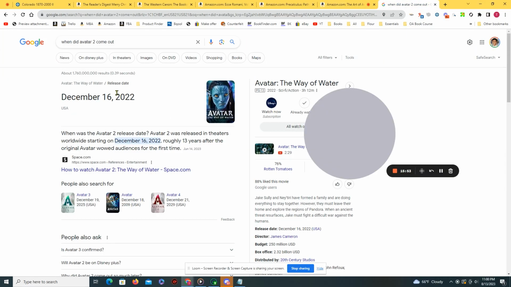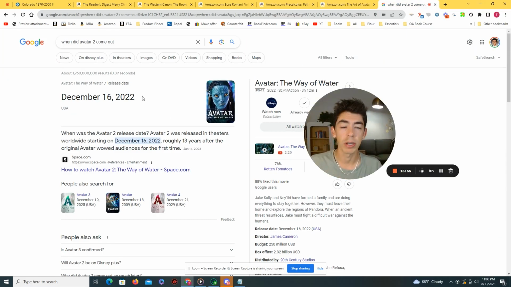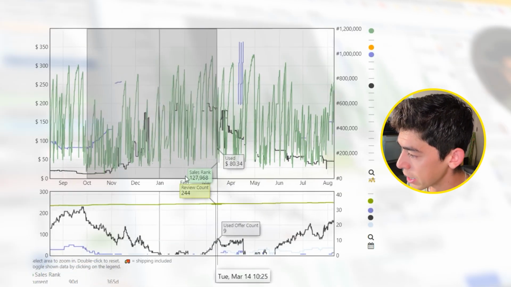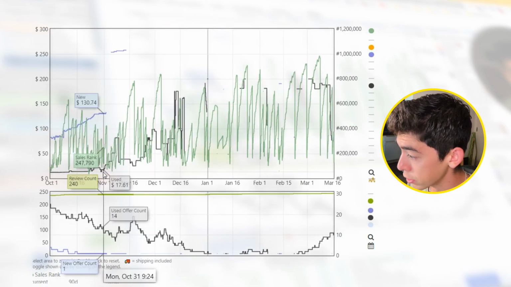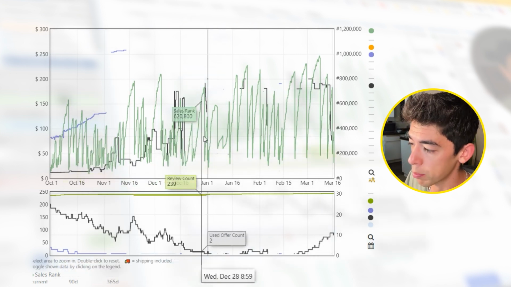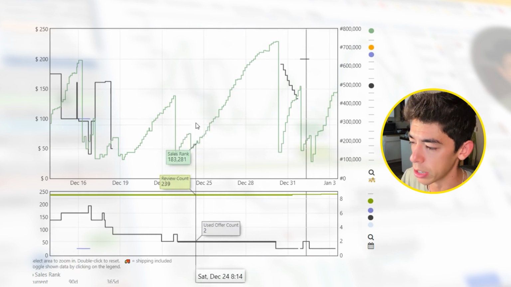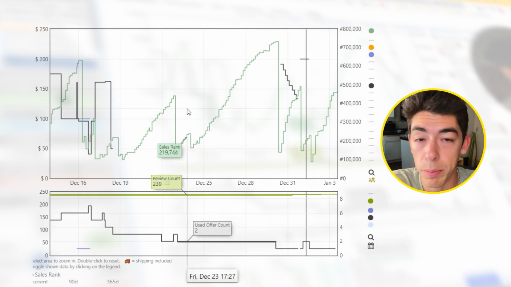Okay, and the final example is actually going to be an Avatar book here. So the second Avatar movie came out on December 16, 2022. A lot of people really love this series, and you can see in anticipation for that, the used price of this basically just started increasing even in November, to the point when it actually released December 16th, this book was pretty much out of stock. There's literally no one selling this book because everyone had bought this book.